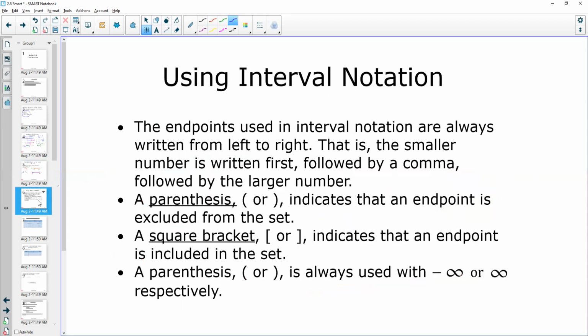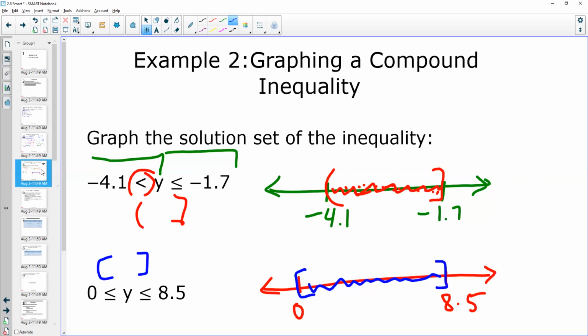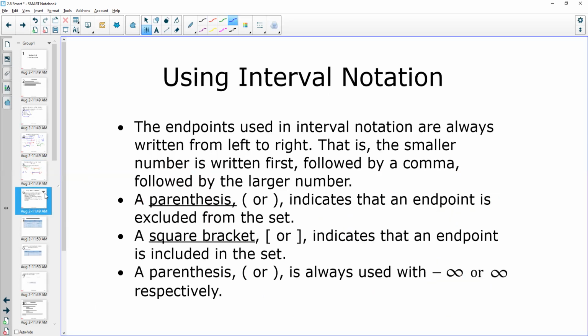All right. So this is called interval notation, basically. These are graphs. What we can do is really easily turn graphs into what we call interval notation. The endpoints we use in interval notation are always written from left to right, just like we would on a number line. The smaller number is written first, a comma, then the larger one. We use parentheses when an endpoint is excluded from the set, so less than or greater than. We use a square bracket when that endpoint is included, so less than or equal to, greater than or equal to.